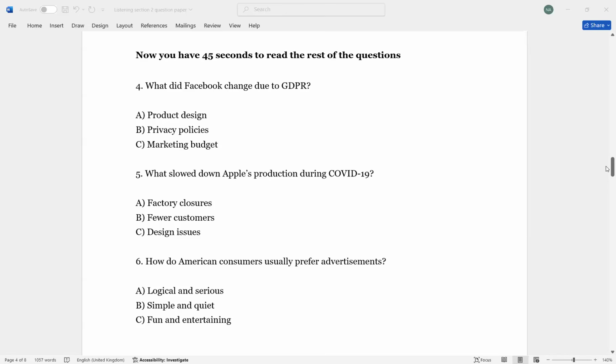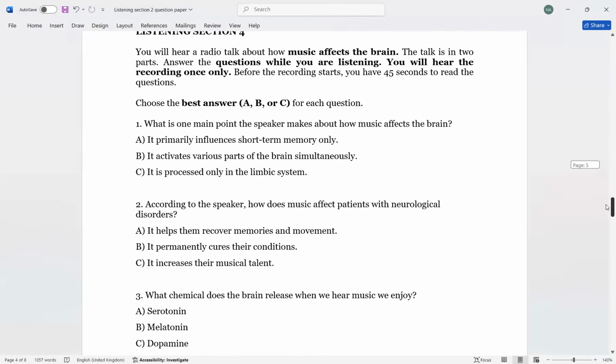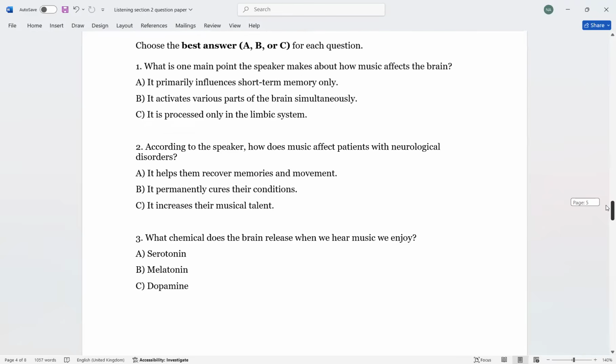You will hear a radio talk about how music affects the brain. The talk is in 2 parts. Answer the questions while you are listening. You will hear the recording once only. Before the recording starts, you have 45 seconds to read the questions.